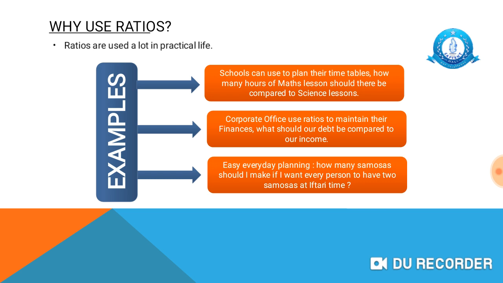The important question over here is, why should we use ratios? Ratios are used a lot in practical life. Examples are, schools can use them to plan their timetables. For example, how many hours should be given to maths lesson as compared to science lessons? Corporate offices use ratios to maintain their finances. What should our debt be as compared to our income? We can also use ratios for easy everyday planning. For example, if I have to plan an iftari, how many samosas should I make if I want every person to have 2 samosas?